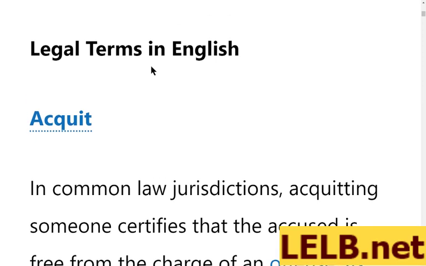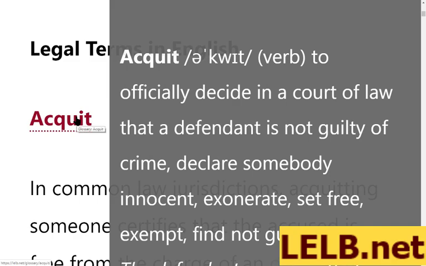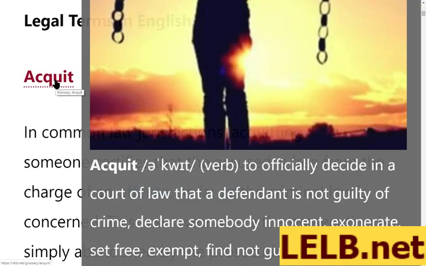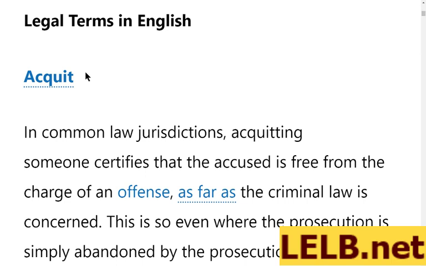The first one is acquit. Acquit means to decide in a court of law that a defendant is not guilty of a crime. Declare somebody innocent. Exonerate is a good synonym for that.